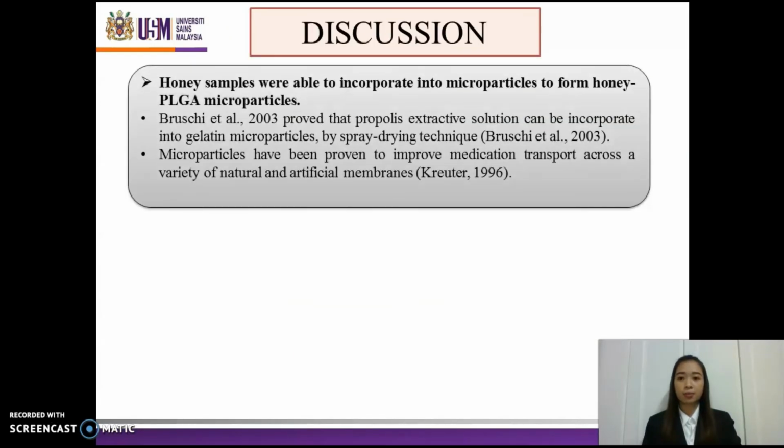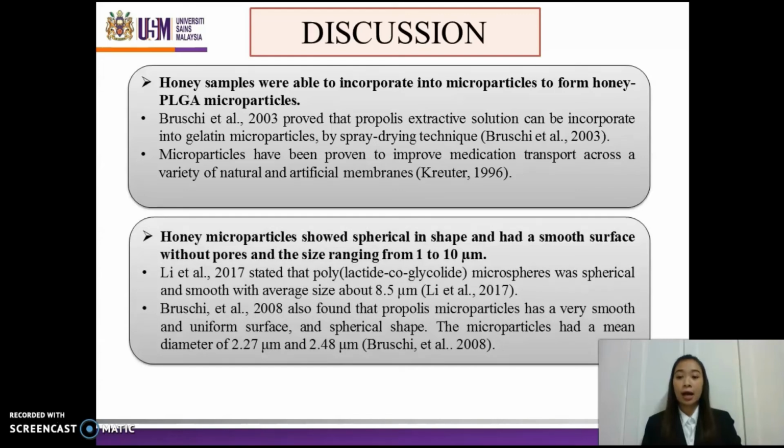For discussions, honey samples were able to be incorporated into microparticle to form honey-PLGA microparticle. Based on Brukai et al. 2003, propolis extractive solution can be incorporated into gelatin microparticles by spray drying techniques. Second, honey microparticle shows spherical shape and a smooth surface without pore, with size ranging from 1 to 10 micrometers. Based on Lee et al. 2017, polylactic co-glycolic microsphere was spherical and smooth, with average size about 8.5 micrometers.